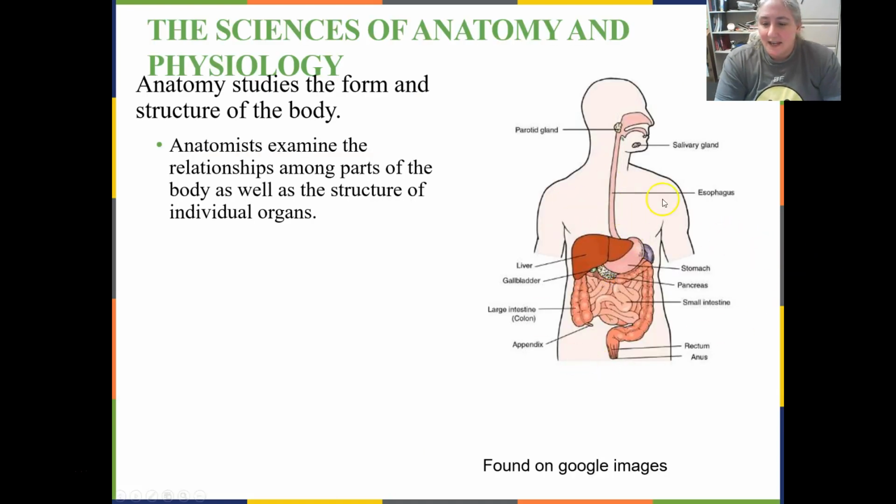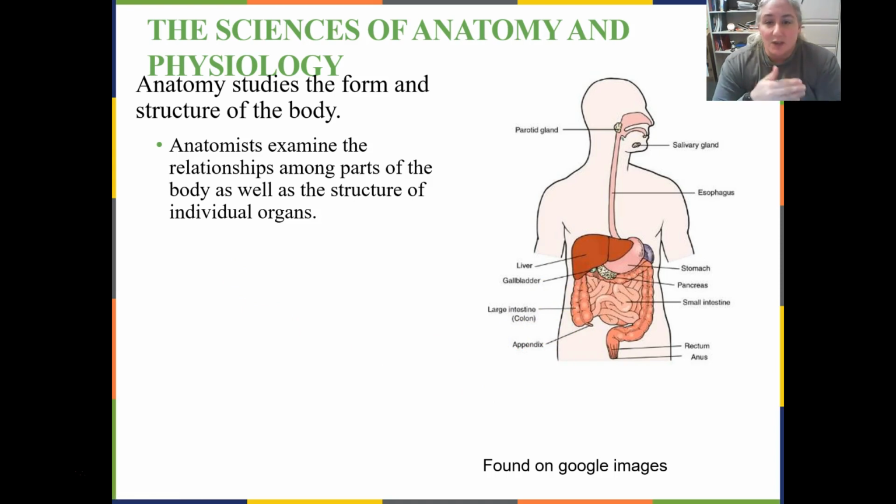So the first thing, any image that isn't from your textbook, I have a little disclaimer down here, found on Google Images. I find them on Google Images. I like them, and so I use them. And so I have my disclaimer here telling you that that's where these came from. So this is from Google Images.